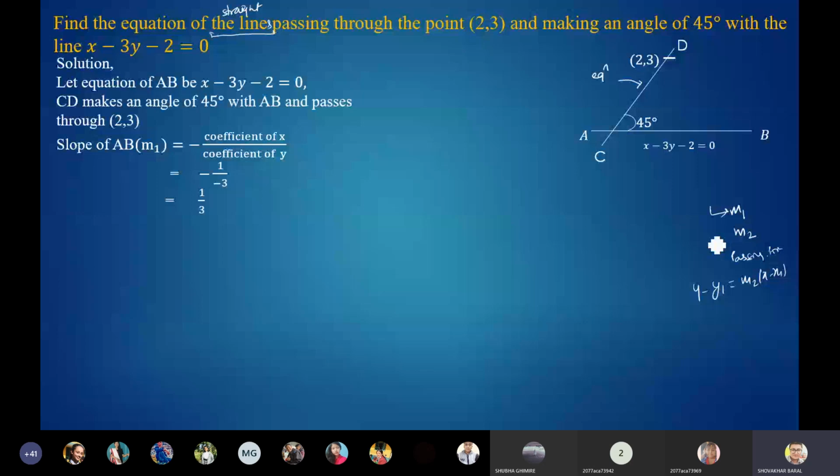Our target is to find the value of m2, then the passing point, and then the equation. So m2 is a bit difficult to find here. We need to use the concept of the angle because the angle is given here in particular. So let the slope of CD be m2.